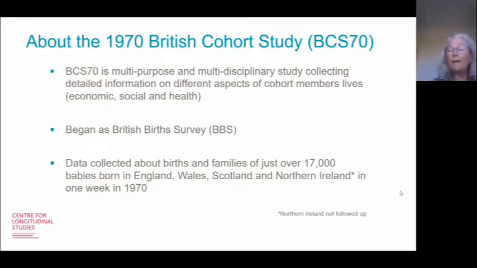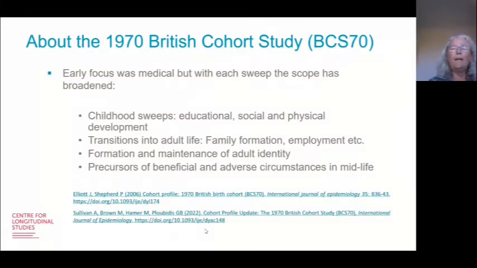Also, at ages 5, 10 and 16, the sample was augmented with those who had been born overseas in the relevant week and subsequently moved to Great Britain, and there's around 400 of those. So, as mentioned earlier, the focus was medical, and at each sweep, the scope of the study has broadened. So, in the childhood sweeps, there's also educational, social and physical development. In adulthood, there's transitions into adult life, things like family formation, employment, formation and maintenance of adult identity. And moving forward, there's precursors of beneficial and adverse circumstances in midlife.